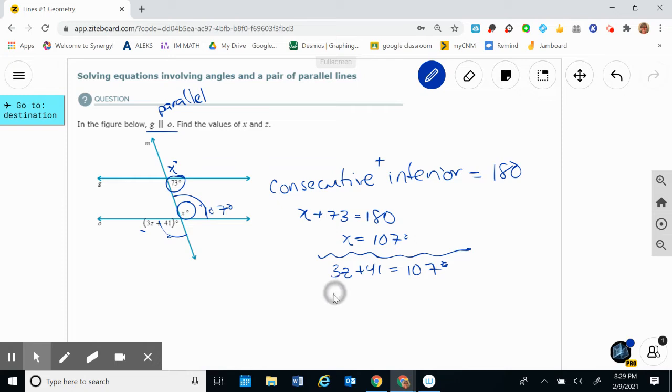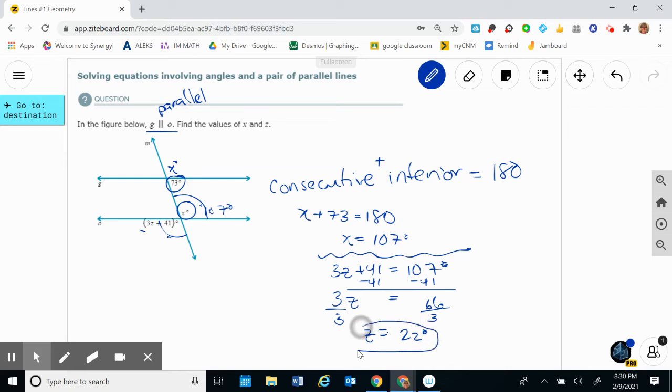Okay, so then you get 3z equals, and you subtract 41 from both sides. I don't want to do this in my head right now, so I am going to show my work. That becomes 66. Okay, z is equal to, divide by 3. 3 goes into 6, 2 times. 22 degrees. Well, z is 22.